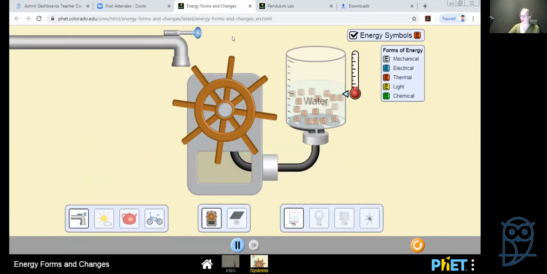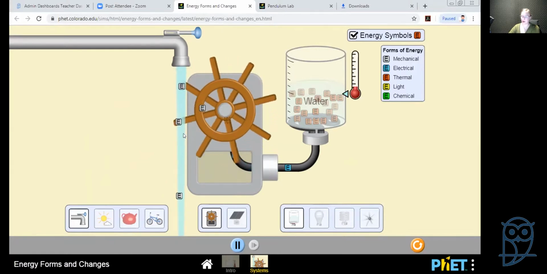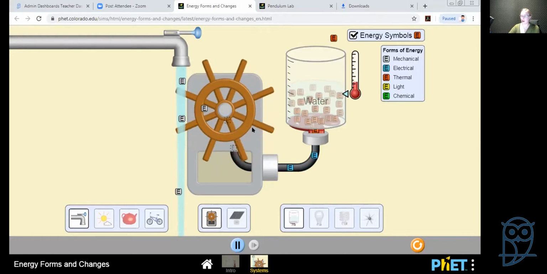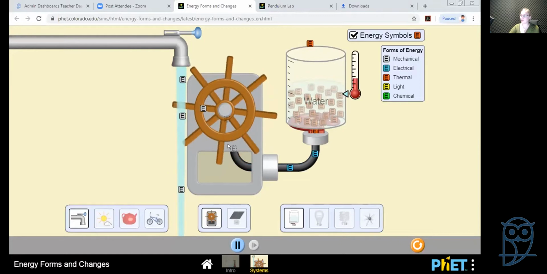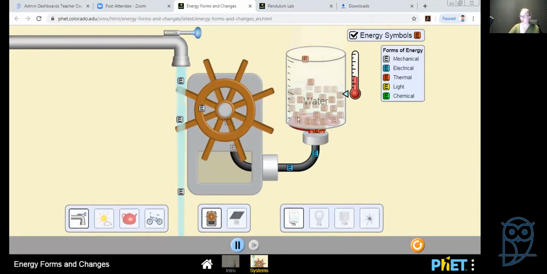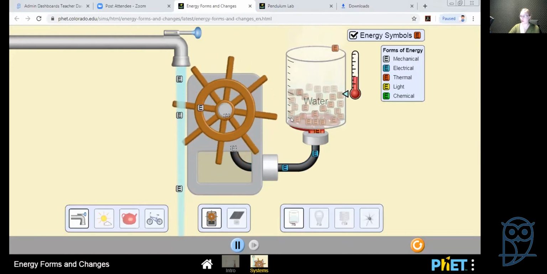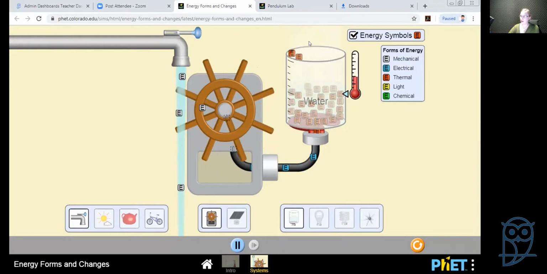So as I turn on the water coming through, you can see we've got some kinetic energy of the water. Here, the kinetic energy gets transferred to this bit as it is turning, and then behind this there's probably a turbine sort of thing that turns it into electrical energy. The electrical energy goes into the coil, which turns it into heat energy, which gets transferred to the water, making it boil.